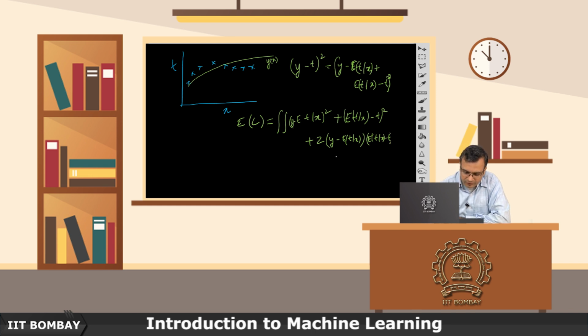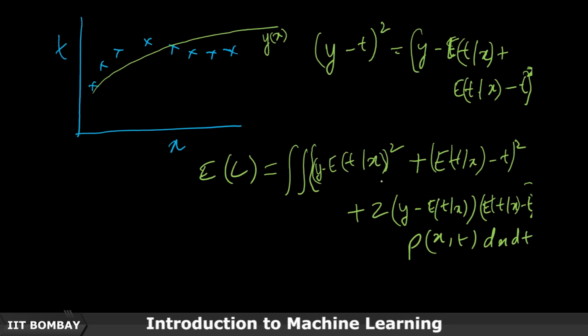And then we will have this entire thing, and then we will have p of x, t dx dt, right? So what we can see is that this cross term is going to evaluate to 0. So what we will have is two terms. One will be y minus the expected value of t given x, and then we will have another term which is the expected value of t given x minus t. So now all these are slightly different from each other, okay.